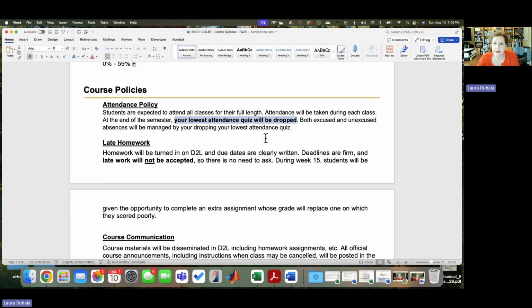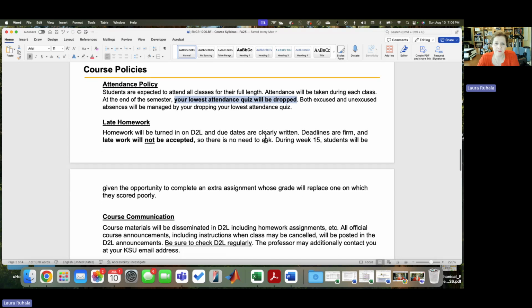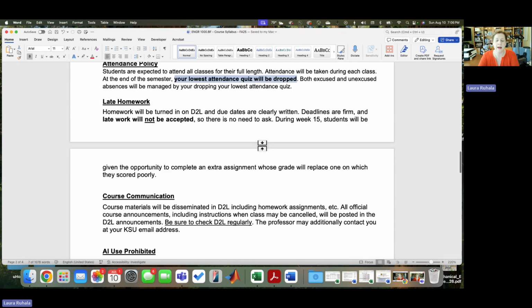Late homework. Now this is harsh, but late homework is not accepted. No need to ask. They cannot submit late homework. There's no excuse for having late homework. They will know the first day of class when everything is due for the rest of the semester. So it's not like they haven't had enough time to work on things. We do not accept late homework.